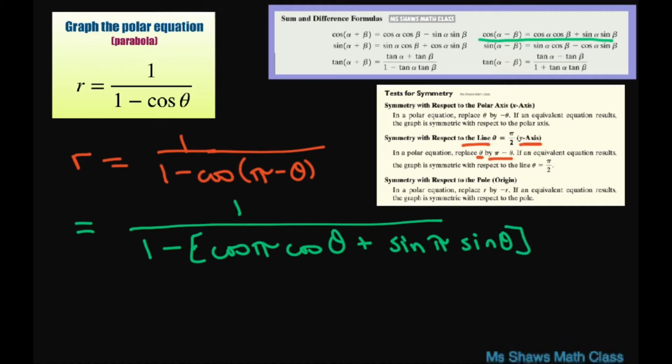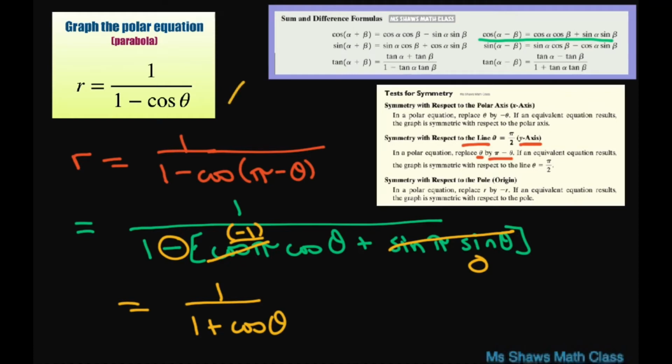Sine of pi is 0, so this zeroes out. Cosine of pi is negative 1. Two negatives here make a positive, so we get 1 divided by 1 plus cosine of theta. These are not equivalent, so this test fails, which we suspected.